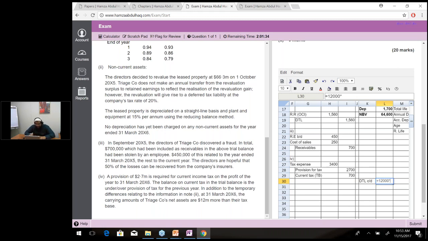So how much amount of liability? 12,000 multiplied by 20%, which was the tax rate given above. This is the 20% tax rate. So the deferred tax liability carried down is actually 2,400.